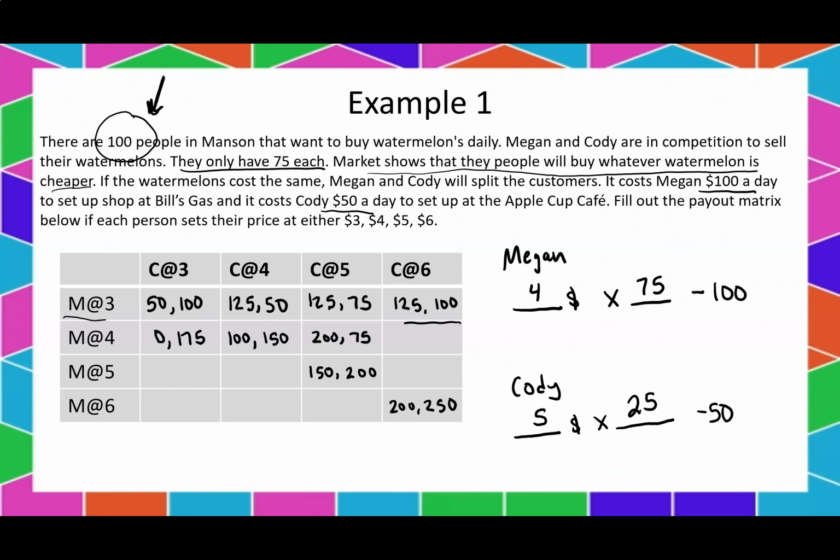Okay, let's do this one right here. Here we are left with Megan at 4 and Cody's at 6. So same situation where Megan is cheaper, so she gets the 75 customers first, then Cody gets the remaining 25. So doing that math, I get 200, 100. Okay, now let's go ahead and look at this one.